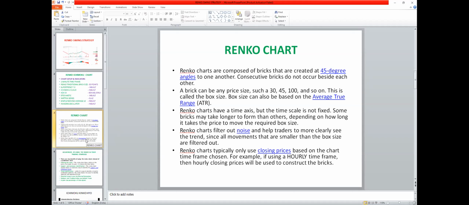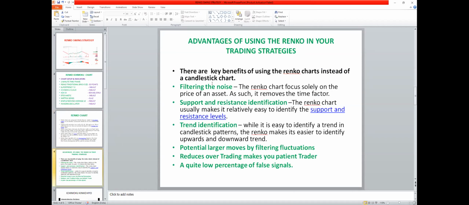Okay, and I will be going to next: the advantages of using the Renko in your trading strategies. There are a lot of benefits using this Renko chart, so I will be explaining one by one. A couple of them I will be explaining. The main thing is filtering the noise.